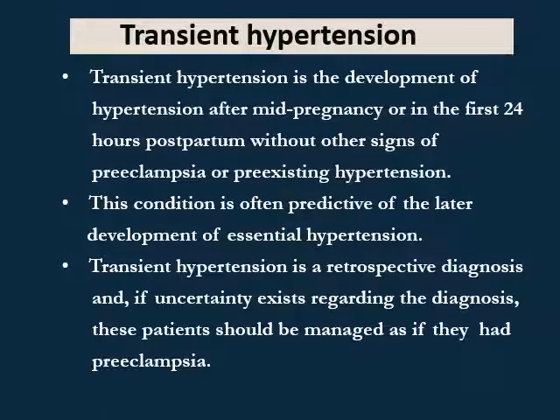Transient hypertension during pregnancy is hypertension after mid-pregnancy or during the first day postpartum without other signs of preeclampsia or pre-existing hypertension. This condition is often predictive of the later development of essential hypertension. Transient hypertension is a retrospective diagnosis, and if uncertainty exists regarding the diagnosis, these patients should be managed as if they had preeclampsia.